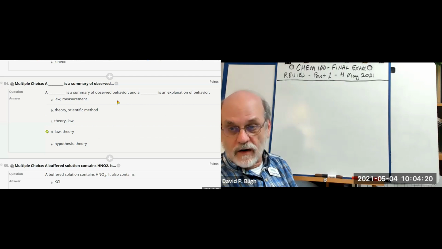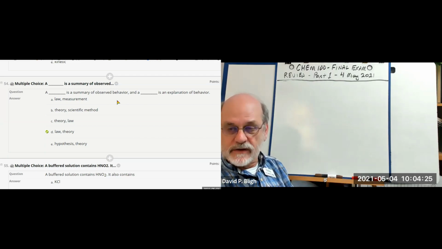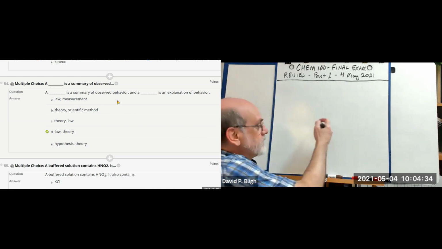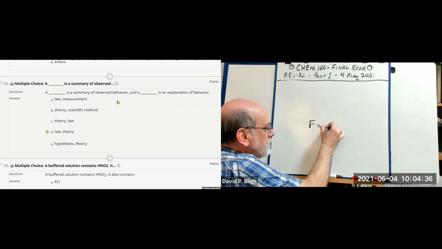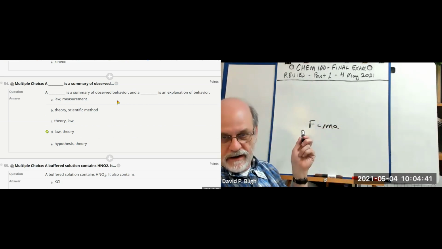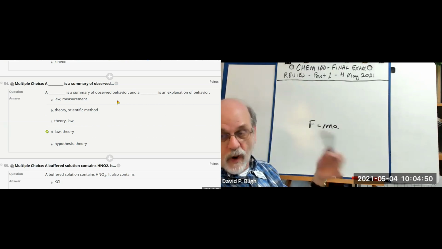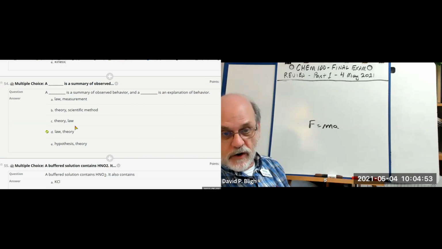Or Newton's second law, which says a mass acted upon by a force, an unbalanced force, will produce an acceleration. And it usually looks like this. That's a mathematical summary of observed behavior. Okay? That's a law. Doesn't explain why. Doesn't say anything about why it's doing that. That is reserved for theory.